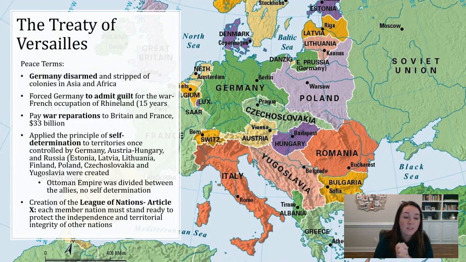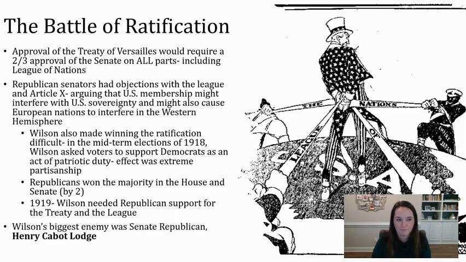And they created the League of Nations. This was Article 10 in the peace treaty. And it basically said that each member nation must stand ready to protect the independence and territorial integrity of other nations. And it's going to present a problem for Wilson. So in order for the United States to approve the treaty, it's not Wilson's job. That is a power given to the United States Senate. And it needs 2/3 approval on all parts, okay?